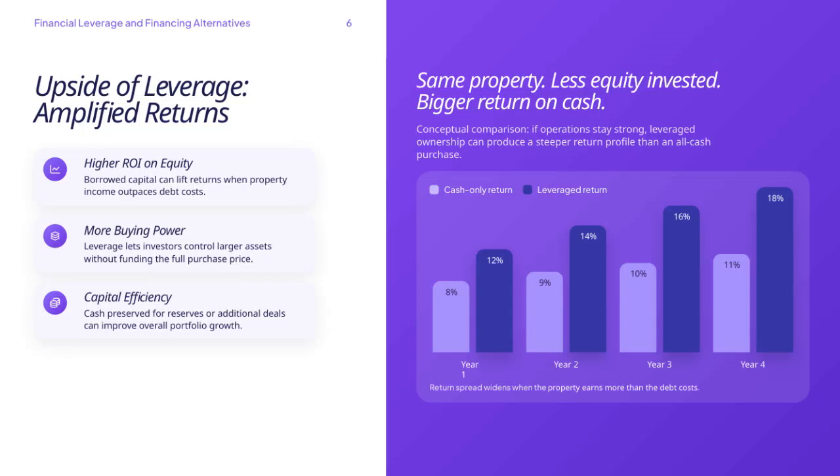When we talk about the upside of leverage, the key concept is amplified returns. By using borrowed capital, investors can achieve a higher return on their equity, provided the property's income exceeds the cost of the debt. This leverage allows investors to control larger assets without having to pay the full purchase price up front, effectively increasing their buying power. Another important benefit is capital efficiency. By preserving cash, whether for reserves or to invest in additional deals, an investor can enhance overall portfolio growth. Essentially, financial leverage helps stretch your investment dollars further. To illustrate this, consider the same property purchased with leverage compared to an all-cash purchase.